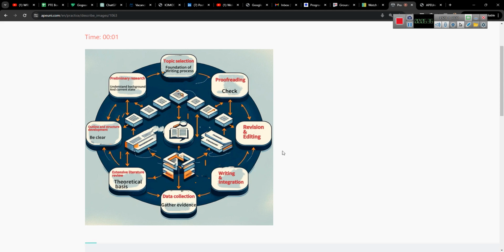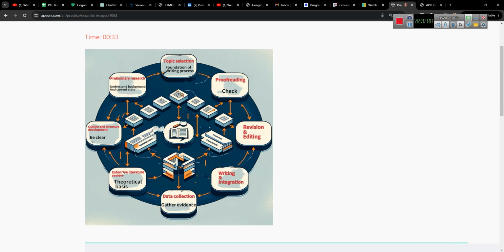There's a very interesting picture in front of me. I can see lots of different elements in this picture. There is no particular title. Besides that, I can see different words such as topic selection, proofreading, revision and editing, writing and integration. I can also see data collection, extensive literature review, outline and structure development, and preliminary research. Besides that, I can see it says to be clear and based on theory and gather evidence.